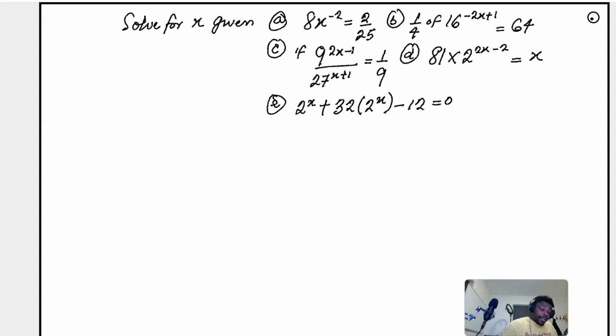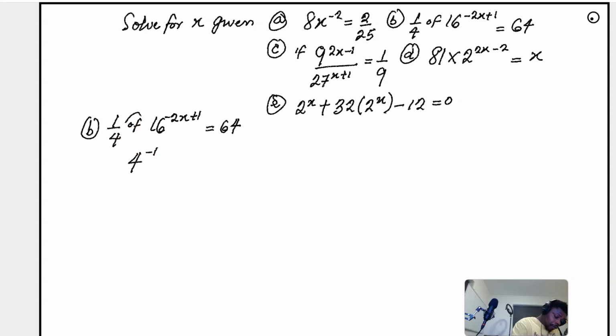Now let's take b. B says 1 over 4 of 16 minus 2 raised by x plus 1 is equal to 64. Okay, 1 over 4 is the same as 4 raised by minus 1. That is indices. Of simply means multiplication. That is the meaning of multiplication. So 16 minus 2x plus 1 is equal to 64.